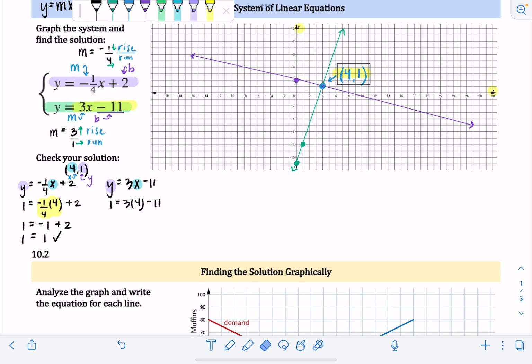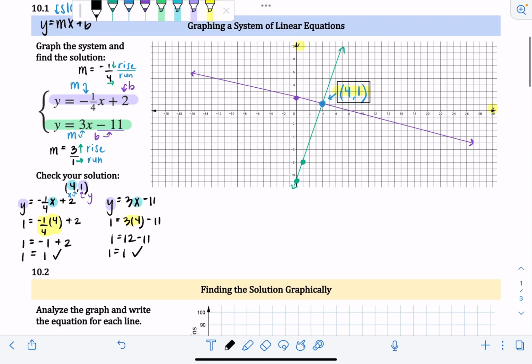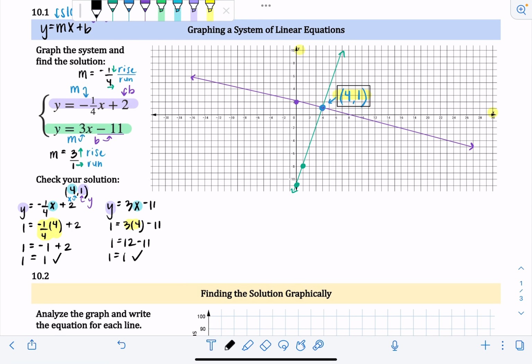And then the next thing we can do is multiply 3 times 4, so it'd be 1 equals 3 times 4 is 12 minus 11. We'll just keep copying down that 1 equals part, and then 12 minus 11 is 1. So that check worked also, which confirms that we got the correct answer. Okay, so the biggest thing to pull from section 10.1 is that when you graph two lines, the intersection point is the solution to the system.